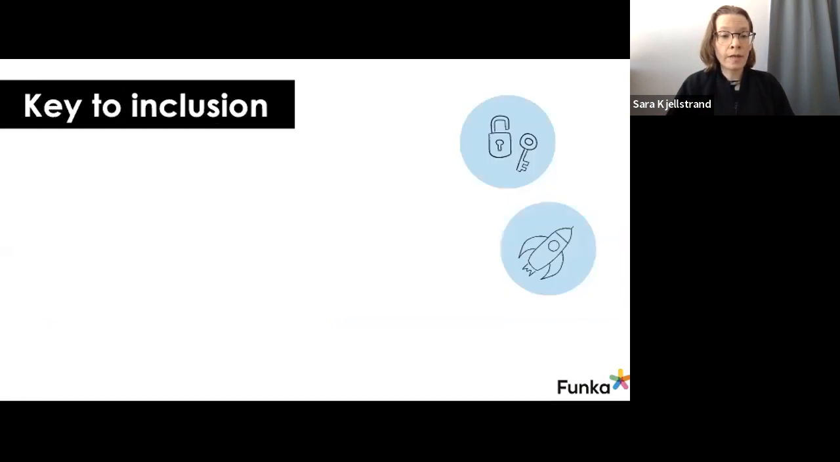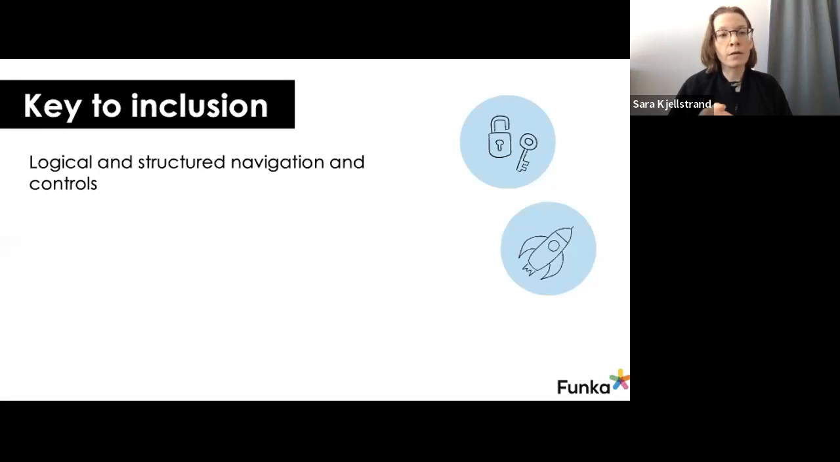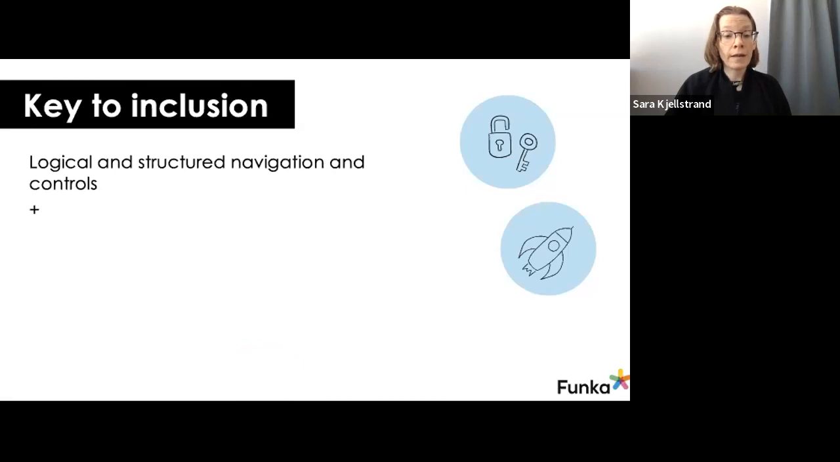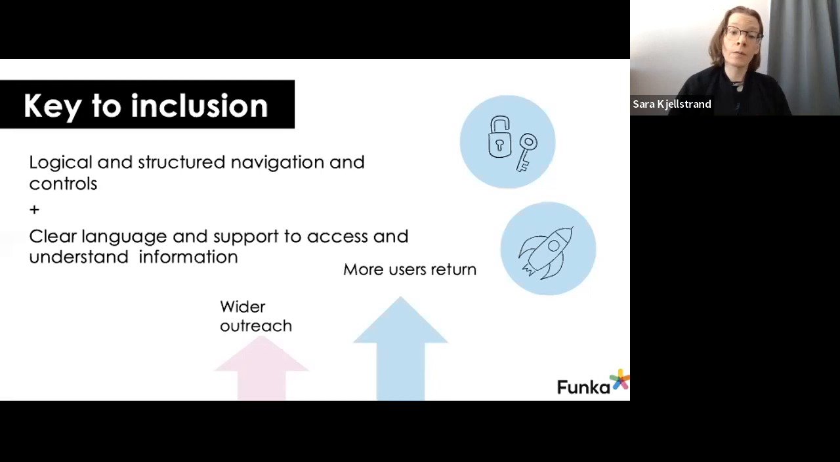So just to sum up a few of the insights we've seen in the research on keys to inclusion. It's about providing a logical and structured navigation and controls on the one side. This is about really helping you find the right information, helping to stay focused, not get distracted, and get things done in the smoothest way possible. And then there is the issue of plain language, clear language, and support to accessing and understanding the information on the website and on the digital service. If you do this, you will have a wider outreach. You can reach more user groups. And you can also have more users return to the website.